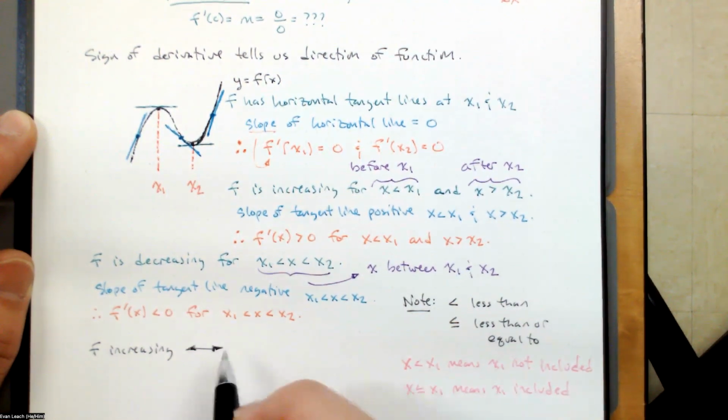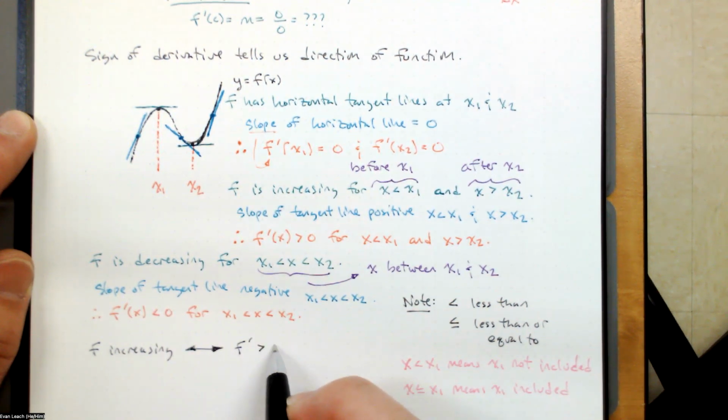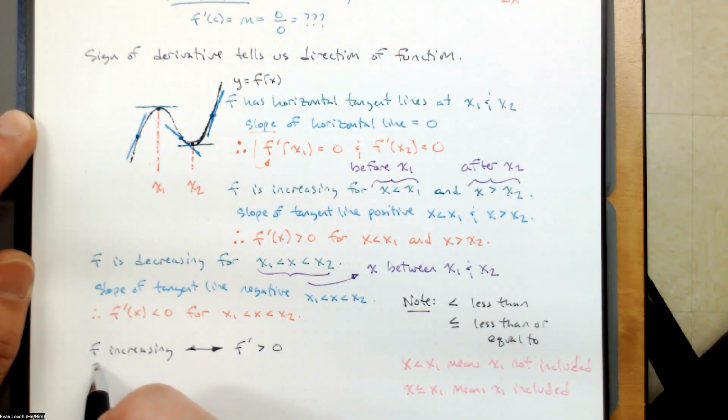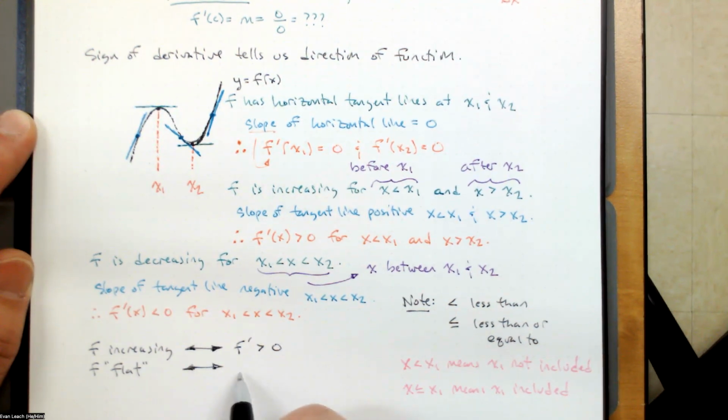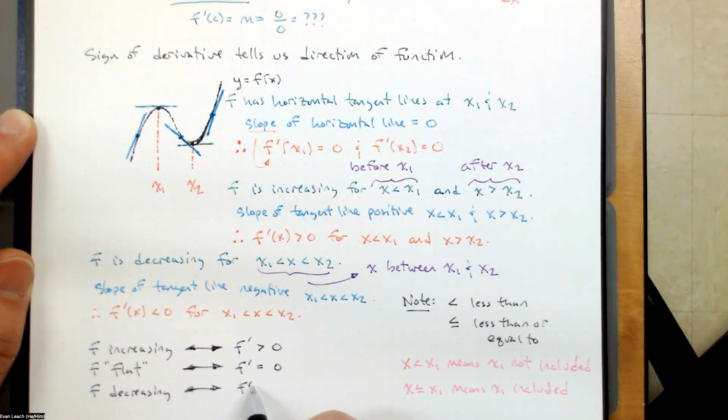And this works both ways. If we see that the function is increasing, we'll see that the derivative is positive. If we see that the function is flat, that will happen because the derivative is equal to zero. And if we see that the function is decreasing, that will mean that the first derivative is negative.